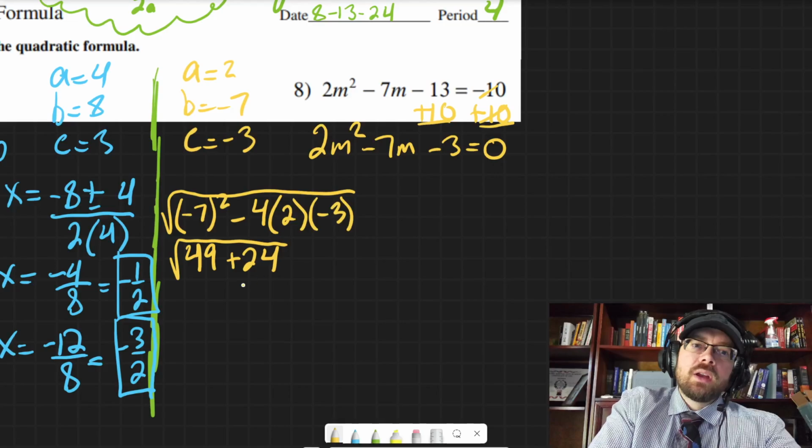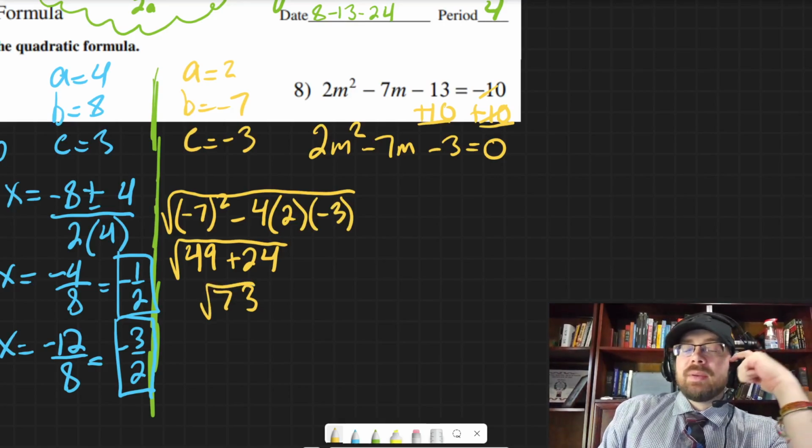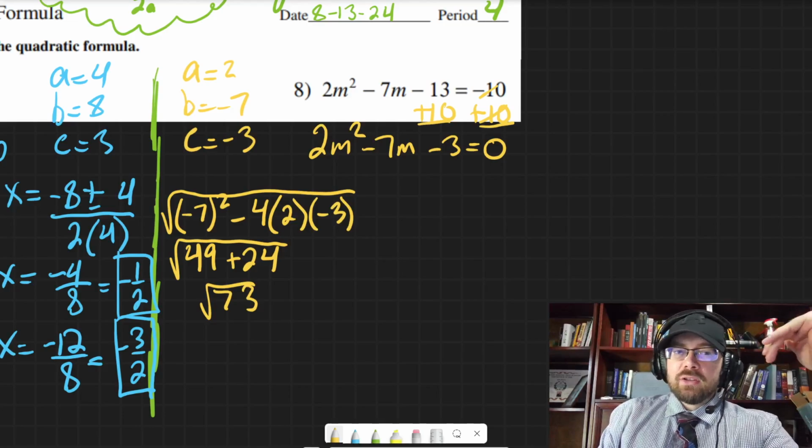So there we go. 9 and 4 make 13. I'd carry 1, 4, 5, 6, 7, so I get 73. 73 doesn't simplify because it's odd, doesn't divide by 2. 7 plus 3 is 10, and 10 does not divide by 3, therefore 73 does not divide by 3.